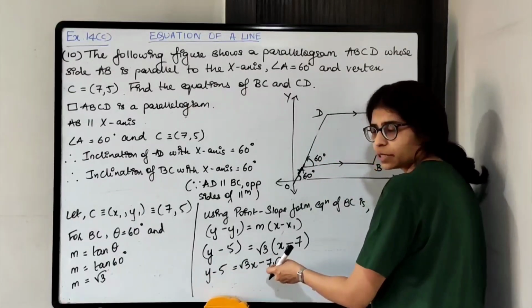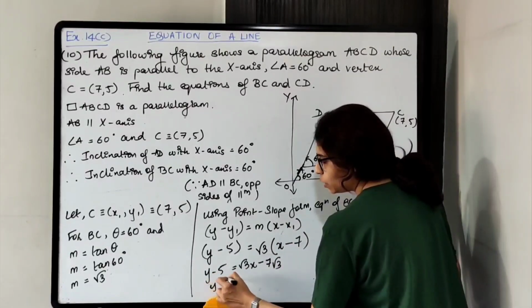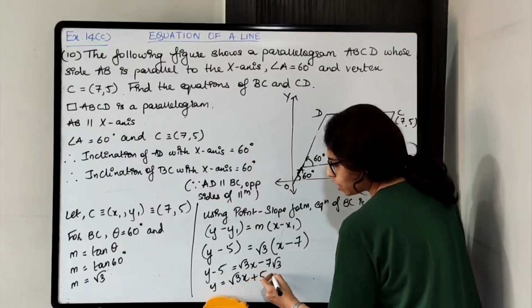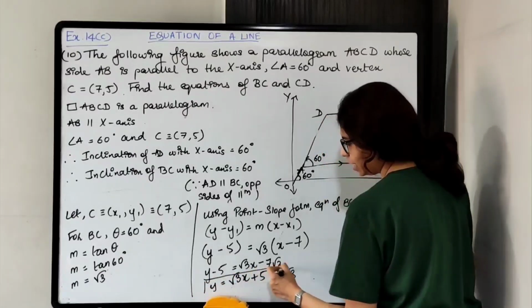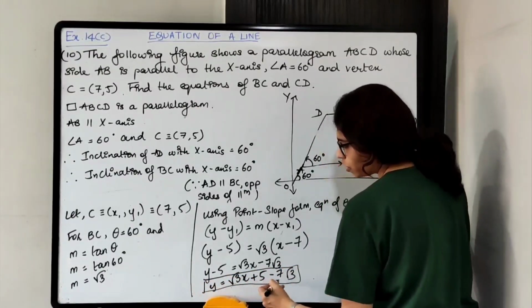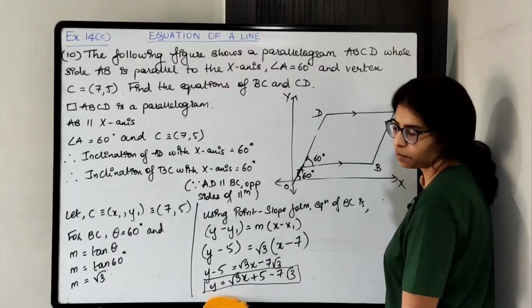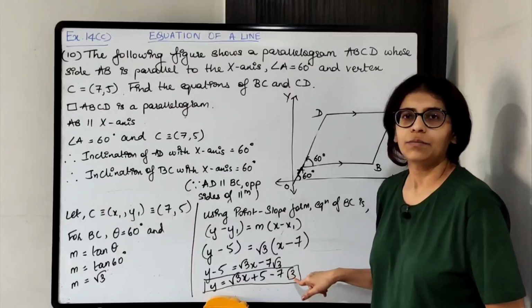Shifting 5 over here because numbers we'll group together. So y is equal to root 3x plus 5 minus 7 root 3. So this is the equation of the line. You cannot solve this further, right? This will remain as it is because 7 is with root 3. So you cannot solve further. This is the equation of the line BC.